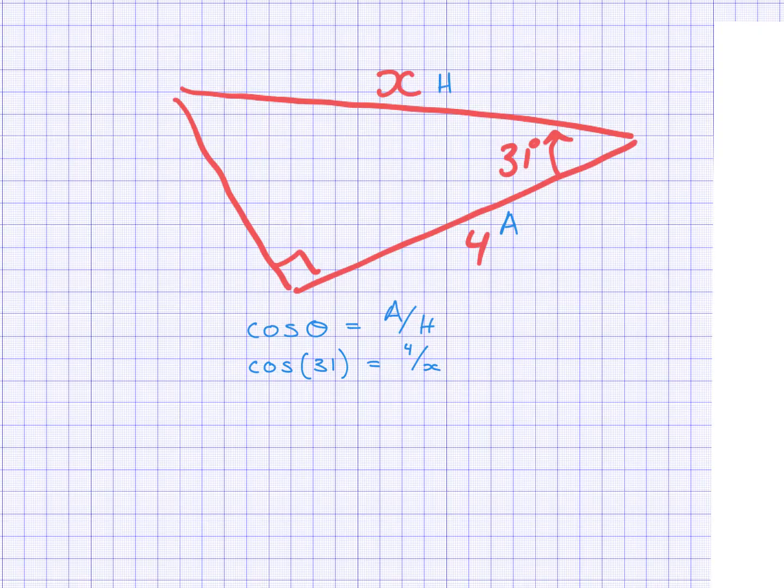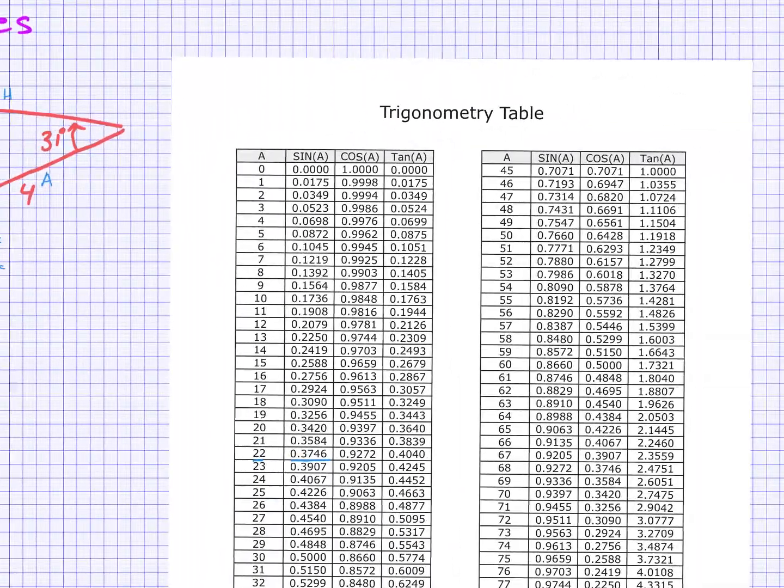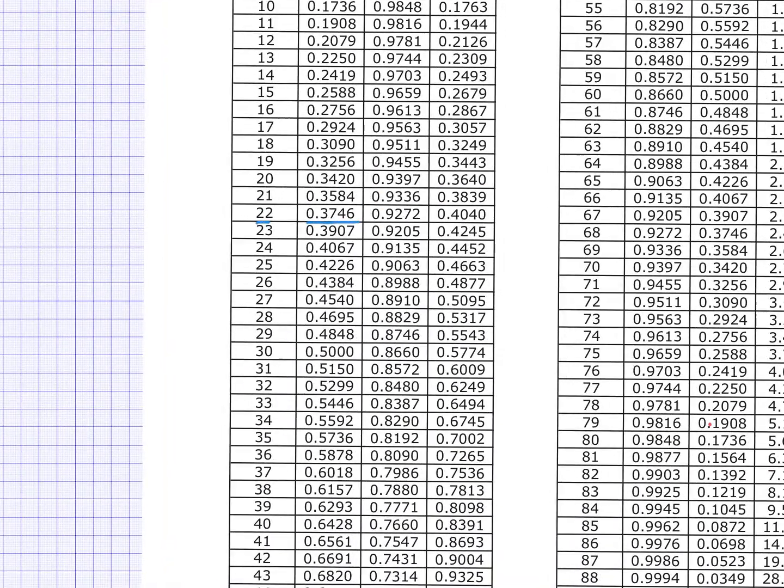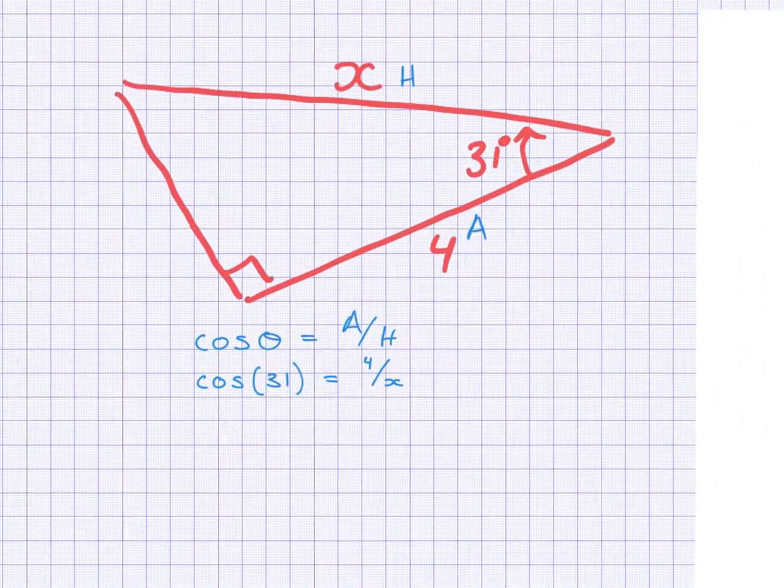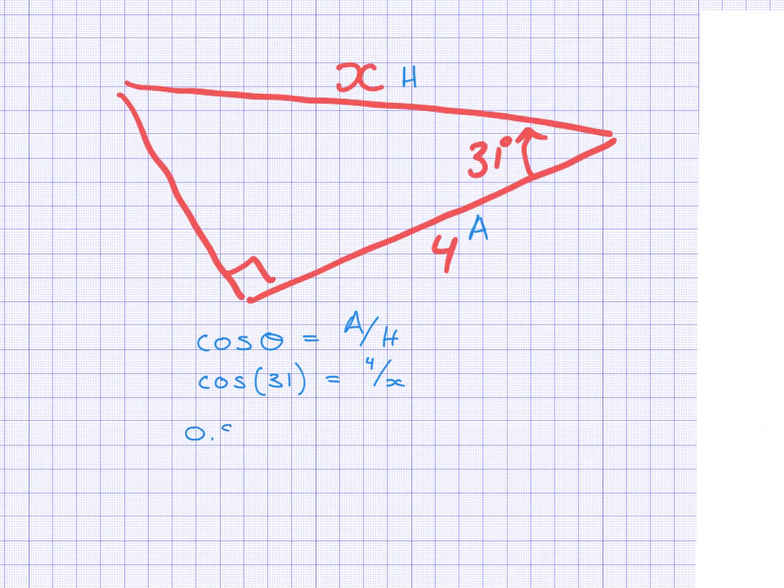So let's do the same steps. We'll flip over here to our trig tables. We'll find cos of 31. 31 degrees is here, and the cos is 0.8572. So come back here. Well, instead of the cos 31, we write 0.8572 equals 4 over x.